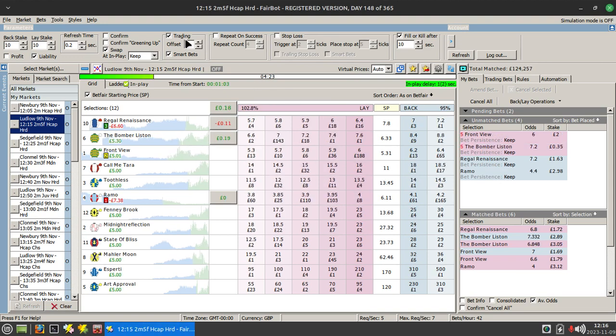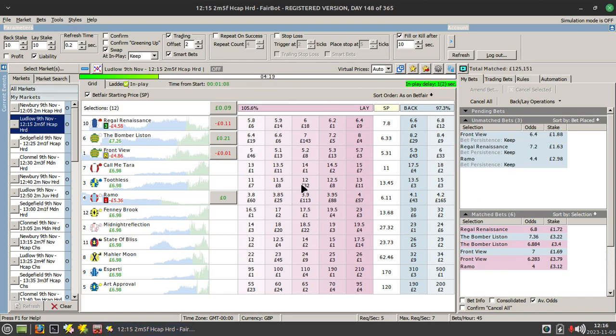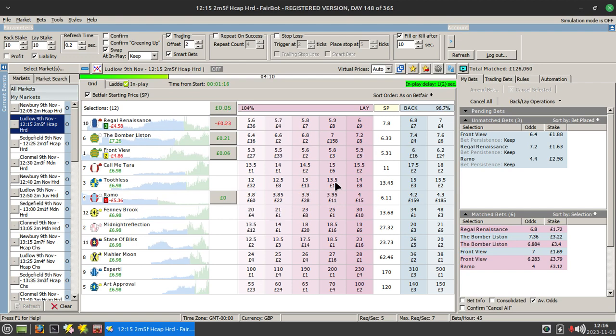But you can see when you go to a smaller offset and nearer the front, you will get matched much quicker. The danger is, of course, that anything that's coming in goes through your lay and carries on, and it may be a while before the closing back bet is matched.